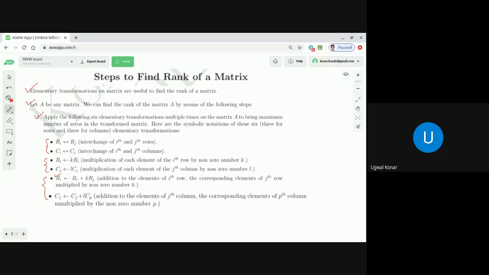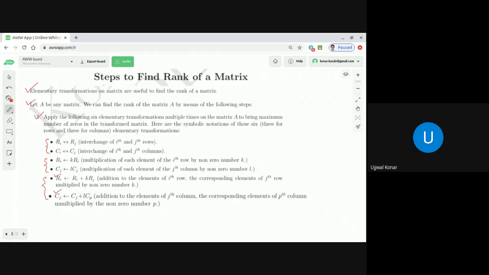And what is the second one, dear students? New Cj is old Cj plus L into Cp. That means addition to the elements of the jth column, the corresponding element of the pth column multiplied by the non-zero number L. So these are the elementary transformations you need to apply multiple times to bring the maximum number of zeros in the transformed matrix.